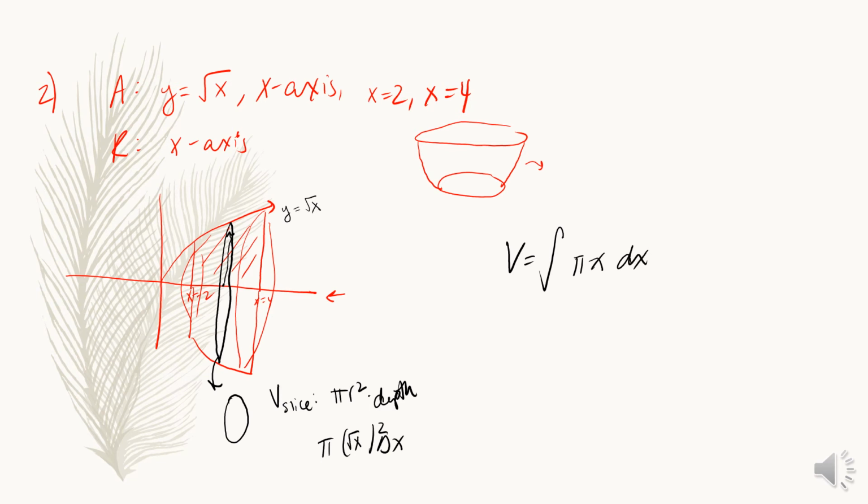As far as bounds go, move from left to right. Where do you start adding up slices? That's at x equals 2. And where do you stop? That would be x equals 4. So my integral is going to be from 2 to 4 of pi x. Antiderivative, you're going to add 1 and divide by that new power. So pi over 2 x squared from 2 to 4, which gave me 6 pi.